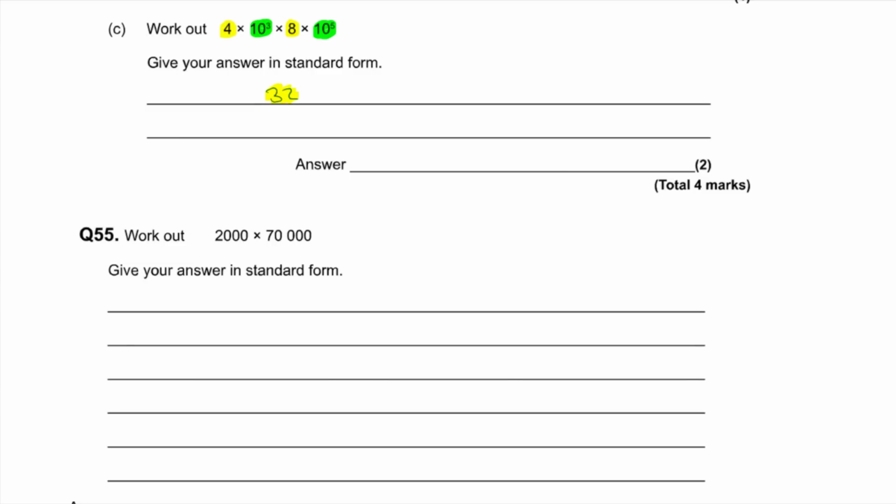And I'm going to multiply 10 to the 3 times 10 to the 5. So the laws of indices say same bases, add the indices. 10 to the 3 times 10 to the 5 is 10 to the 8. Just add the 3 and the 5 together. Okay, so I've got 32 times 10 to the 8.